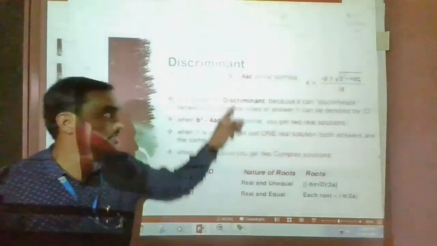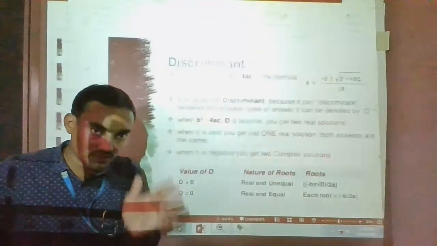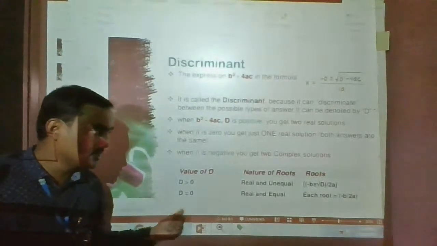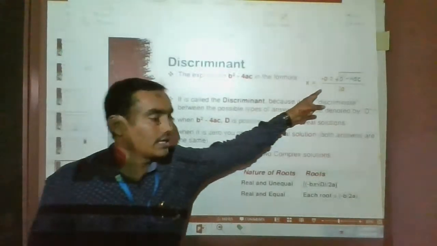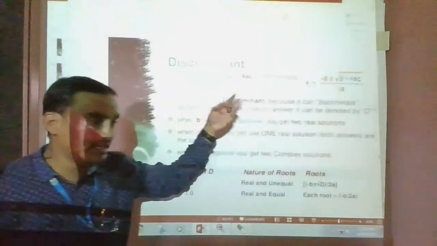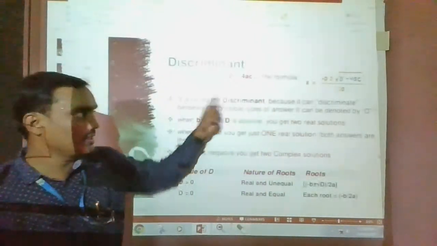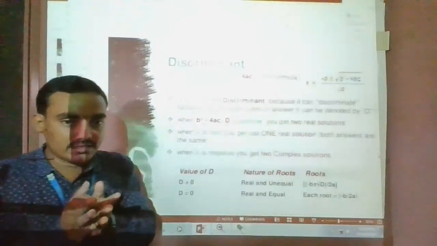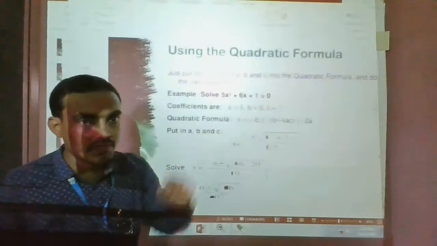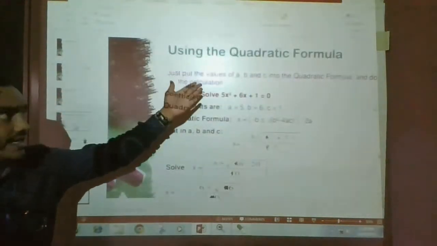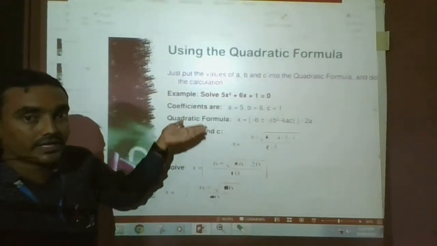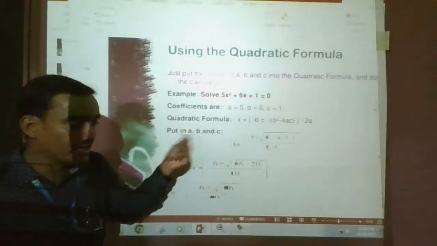There are three conditions in the discriminant: delta equal to 0, delta greater than 0, and delta less than 0. Depending on the delta only, the roots are real and equal, real and distinct, or imaginary. By using that, we can find the value of x, that is, the roots of the given quadratic equation by the formula method. Now, using the quadratic formula, how can you solve the quadratic equation and find the value of x?